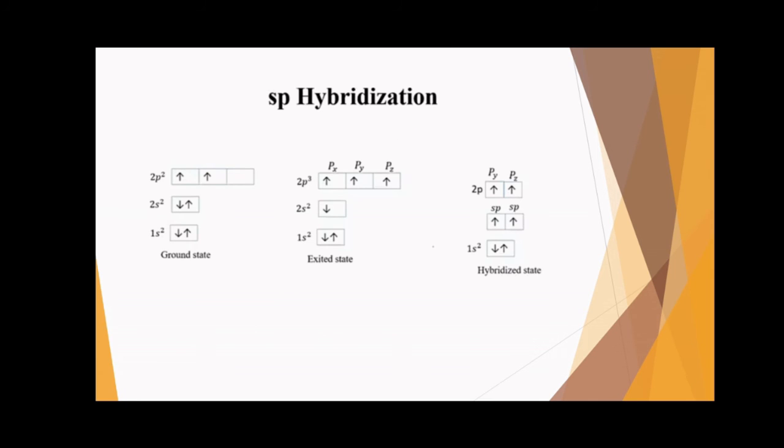The last type is sp hybridization. Again you can see the ground state of the carbon atom. Again one electron is promoted to a 2p orbital, and now in sp hybridization only one s and one p orbital mix up and form two sp hybridized orbitals as shown in the picture, and the py and pz orbitals remain unhybridized.